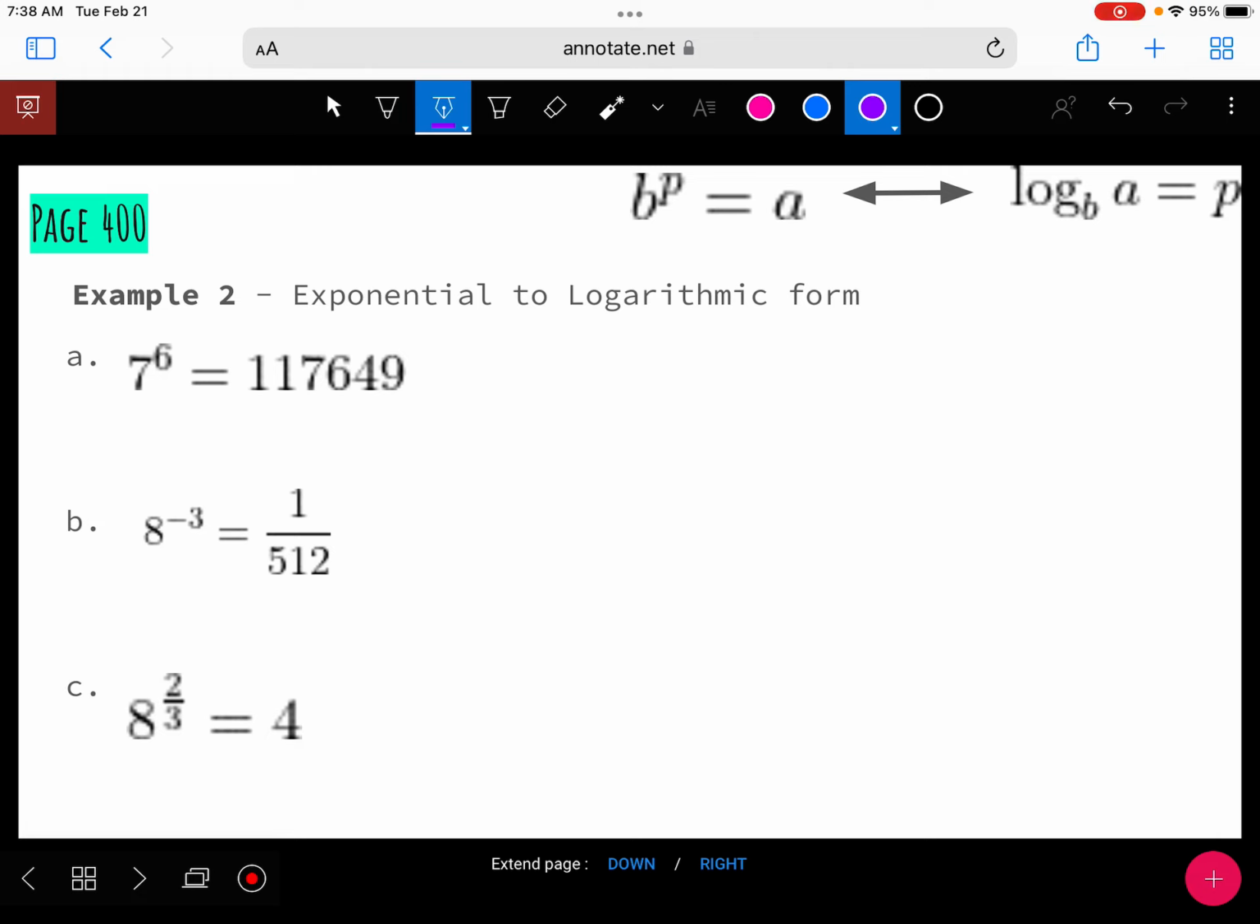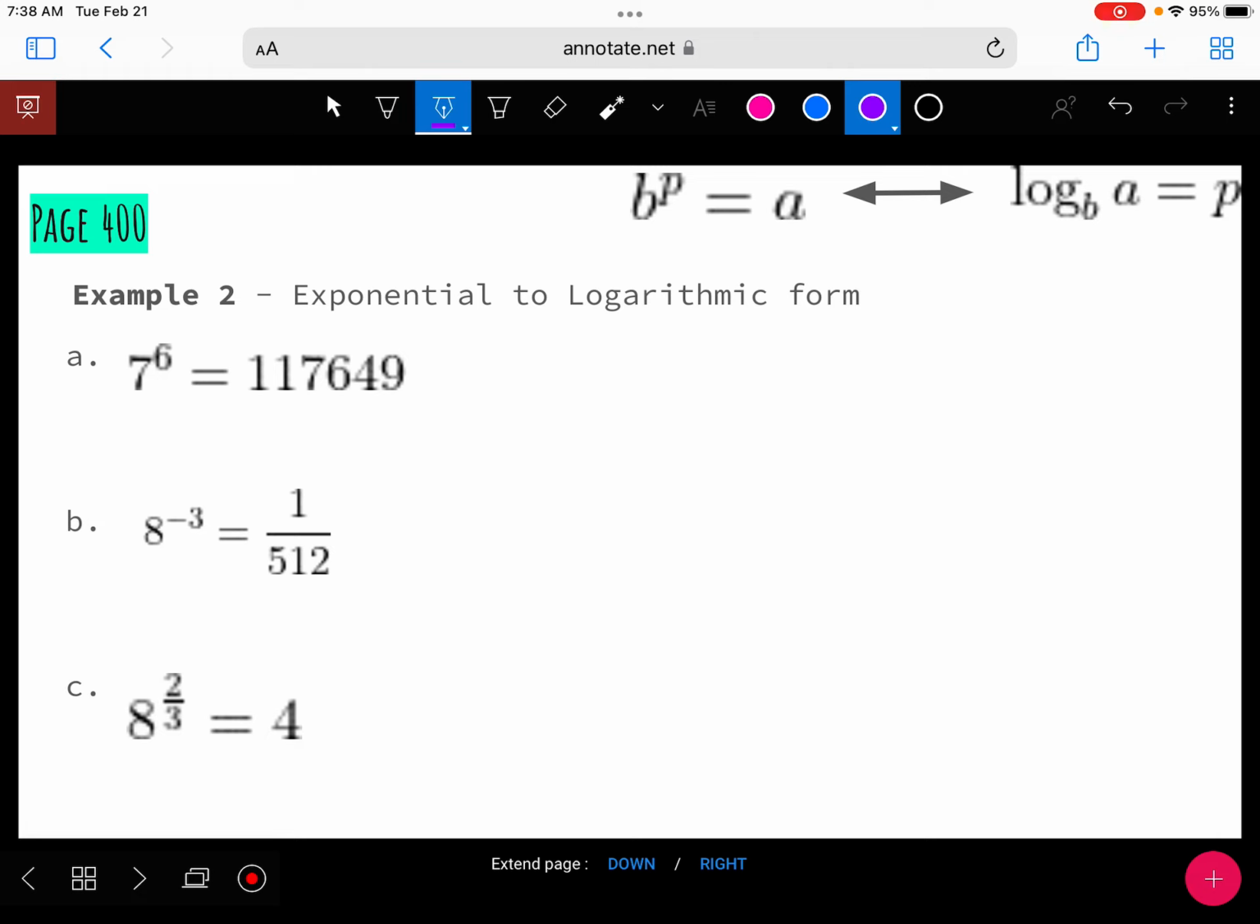If you're curious, on that page 399, it has that historical minute. That's the dude who invented these, John Napier. He's the first person known to have written about them, but it's not very nice.